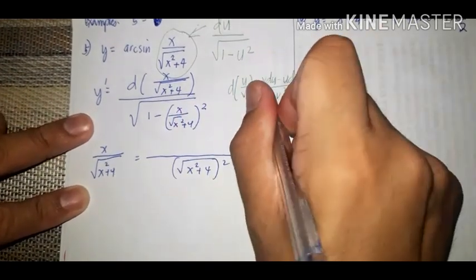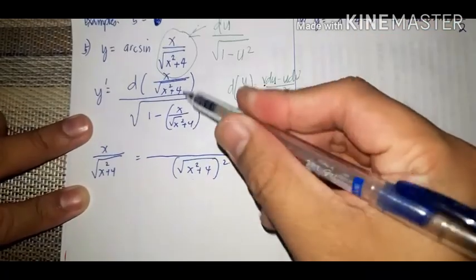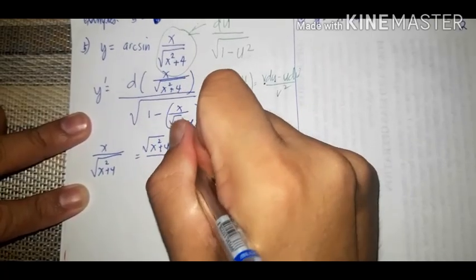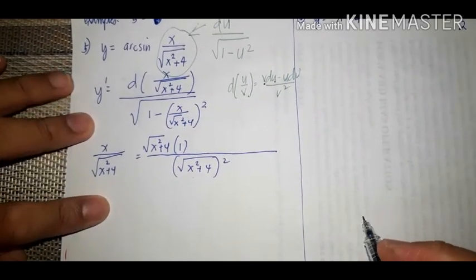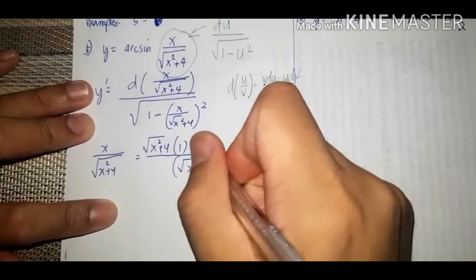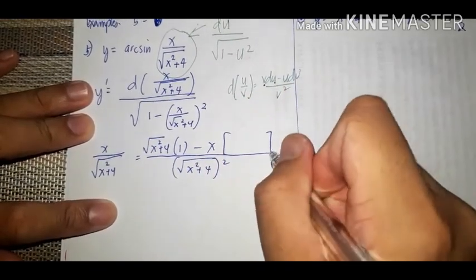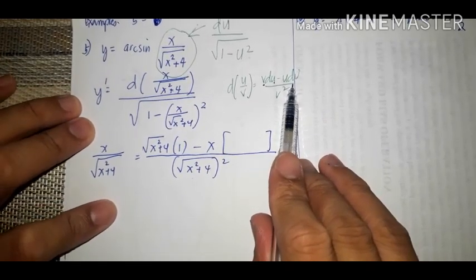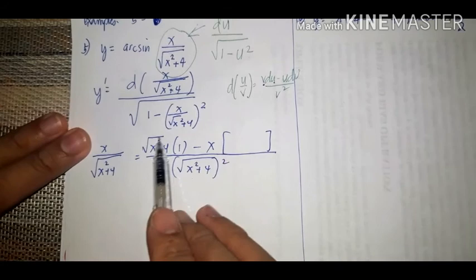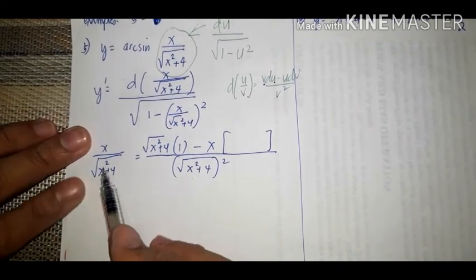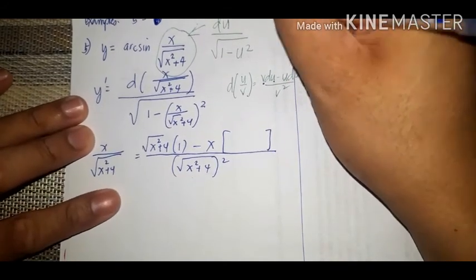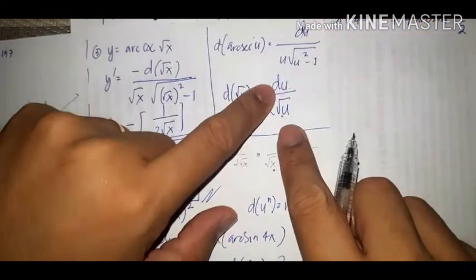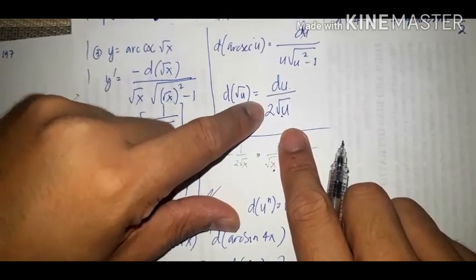So, times v multiplied by du. So, your v is square root of x squared plus 4 times 1 minus u. So, that's minus x times the derivative of v. Du minus u dv. So, ang v ko ay square root of x squared plus 4. So, again, gagamit tayo ng derivative of square root of u. So, meron tayong formula, derivative of square root of u is du over 2 square root of u.